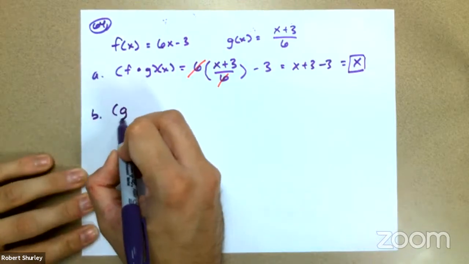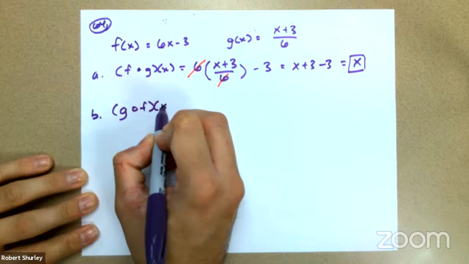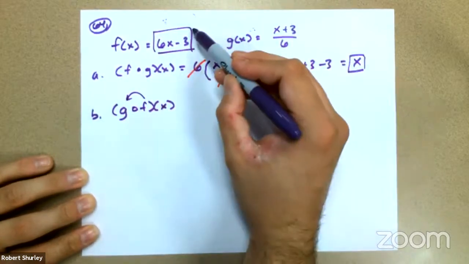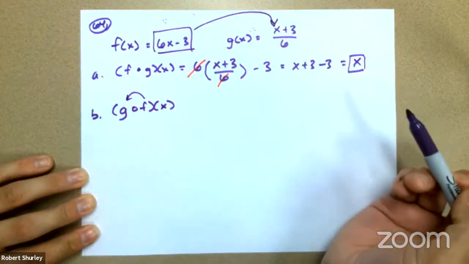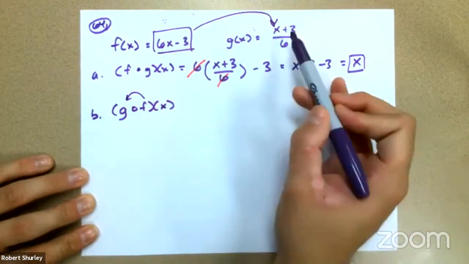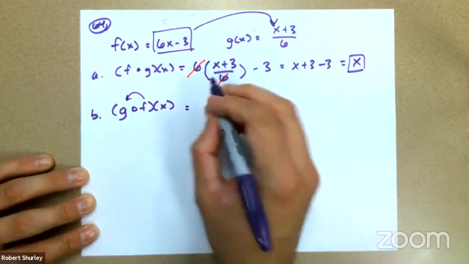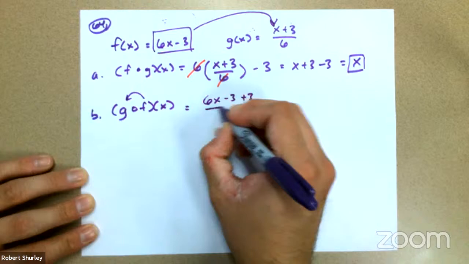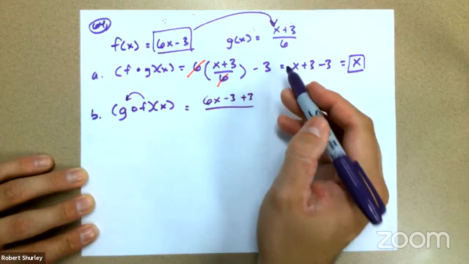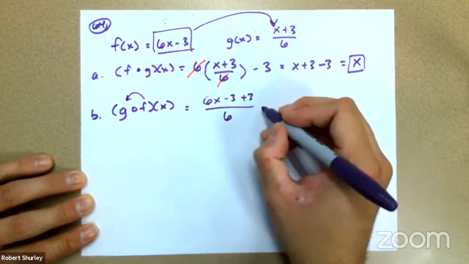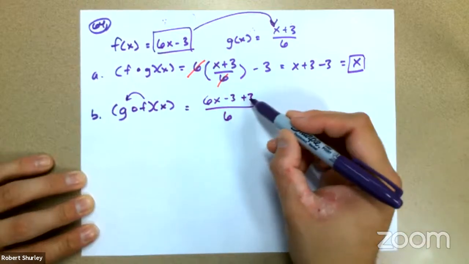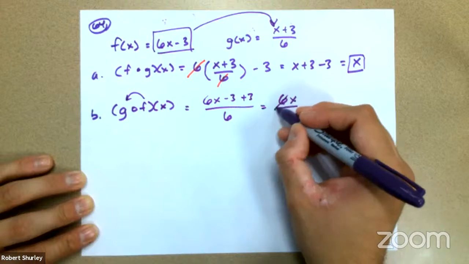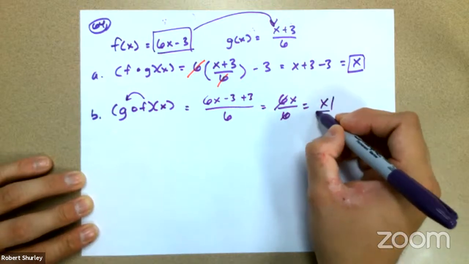So now let's do g composed of f of x. I'm going to take the f and plug it into the g. I think this one will be a little easier. So this whole function turns into that x. You wind up having 6x minus 3 plus 3, that's our x value, and then all over 6. Negative 3 plus 3 is 0. So we have 6x over x. Hey, these 6's cancel. And look, we're left with x.